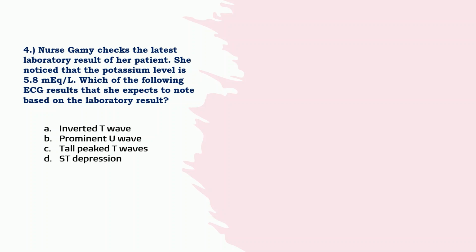Let's continue. Question number 4. Nurse Gami checks the latest laboratory result of her patient. She noticed that the potassium level is 5.8. Which of the following ECG results that she expects to note based on the laboratory result? The correct answer is C.